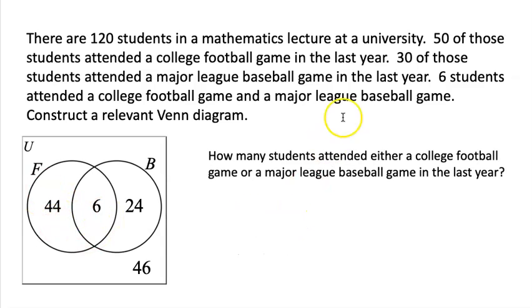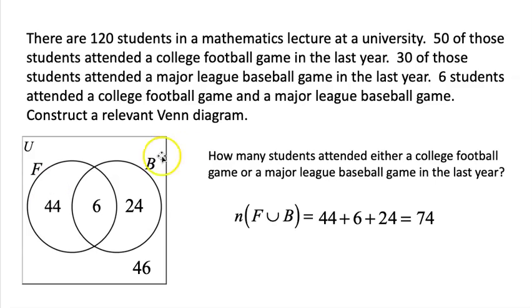So here's the Venn diagram. How many students attended either a college football game or a Major League Baseball game in the last year? Well, either football or baseball. That's union. So what is the union going to be? 44 plus 6 plus 24 in the first set or the second set or both. Do not count the 6 twice. 44 plus 6 is 50 plus 24 is 74. So we have a total of 74 people that attended either a college football game or a Major League Baseball game. In set theory notation, that would be F union B.